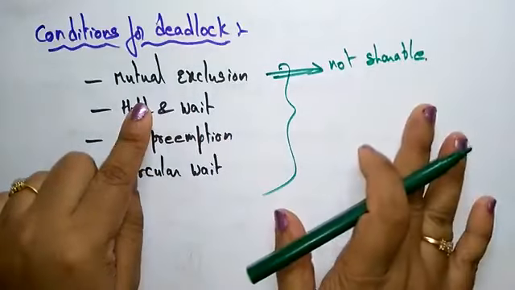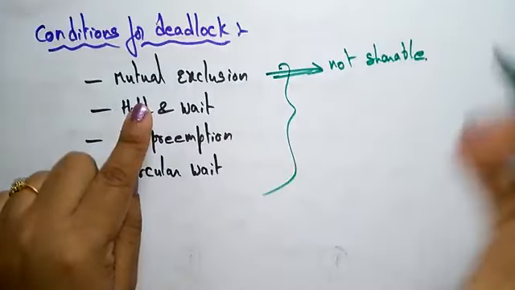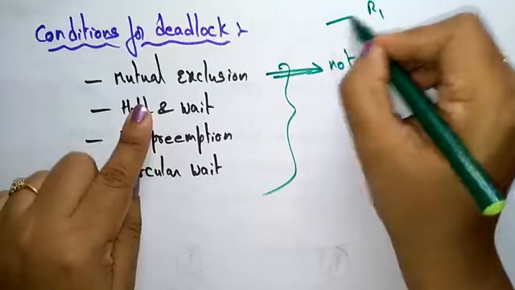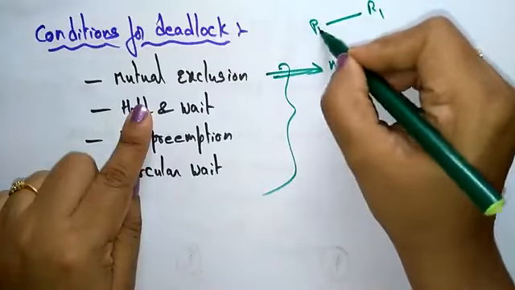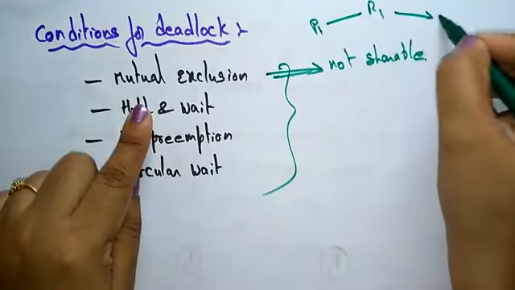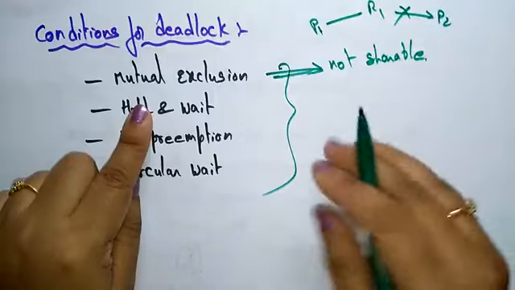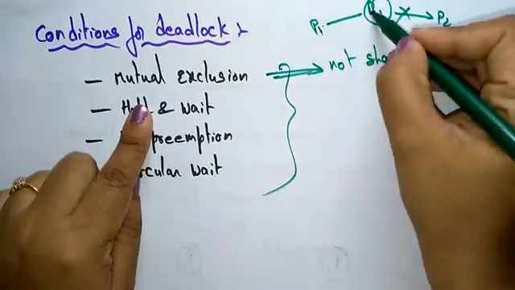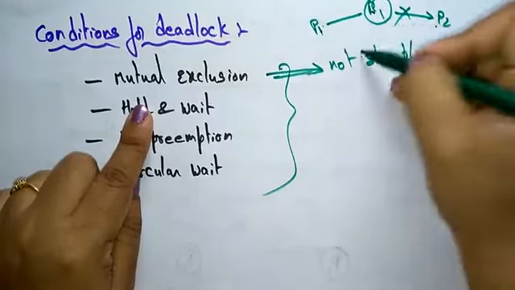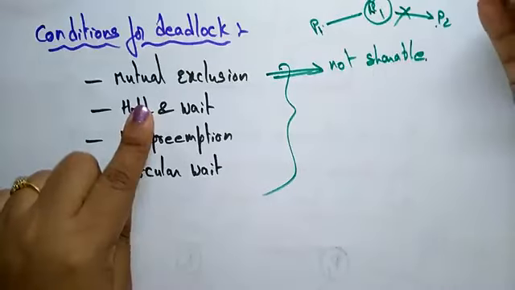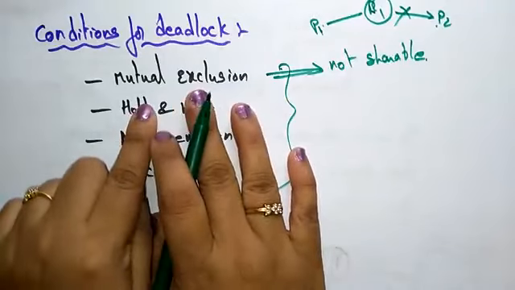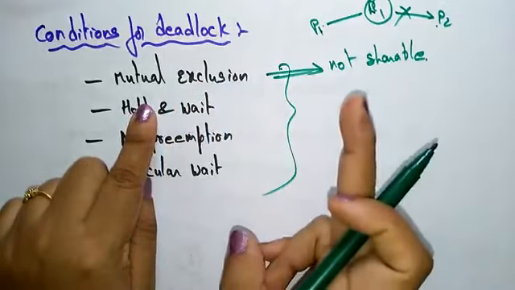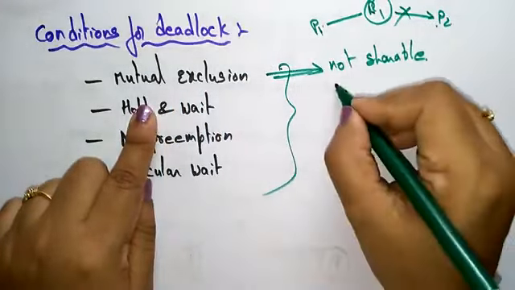The resources cannot be shareable. Means suppose R1 resource is there. If P1 is accessing it, P2 is not supposed to access that resource. So that is not shareable. Suppose R1 is shareable, then P1 can access it, and at the same time P2 and P3 can access it. But the mutual exclusion concept means only one process can use a resource at a time.